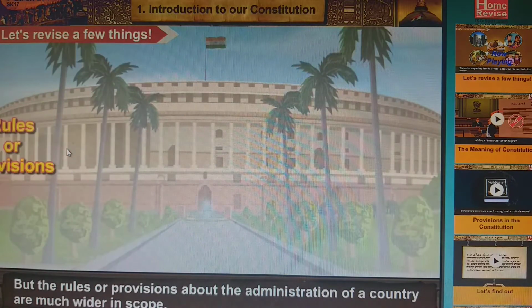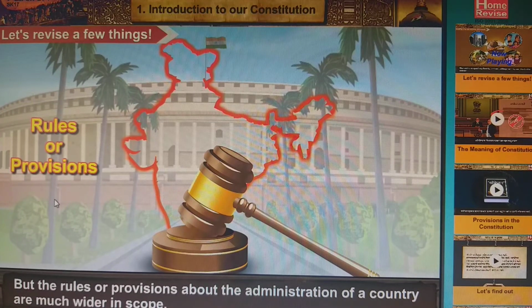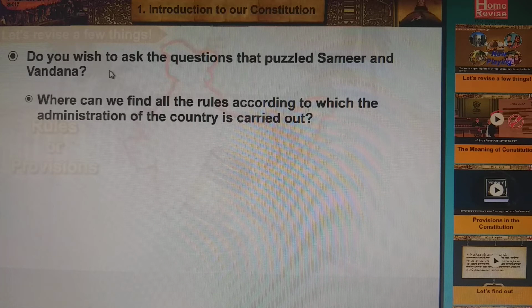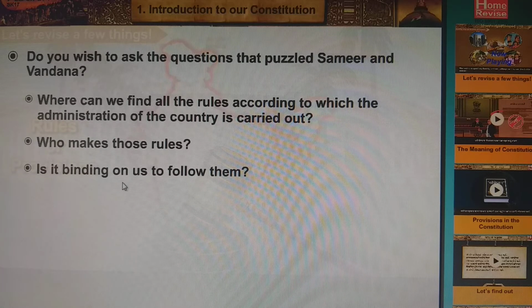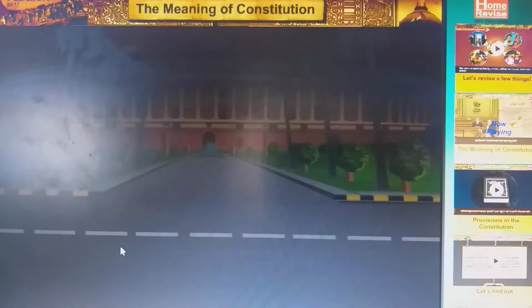The rule in the family, school and everywhere is very less. But the rule regarding the administration of our country is very wide. Now you will ask, like Samira and Vandana, they also have a question. Where can we find the rules according to which the administration of the country is carried out? Who makes these rules? Is it binding, means compulsory that we should follow them? So in this chapter, different points are stated and you will come to know about it.